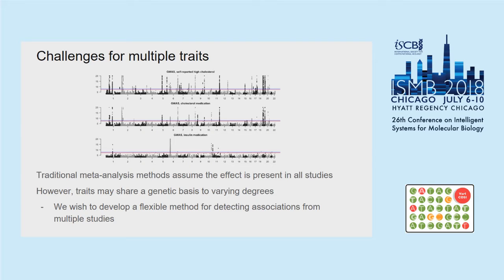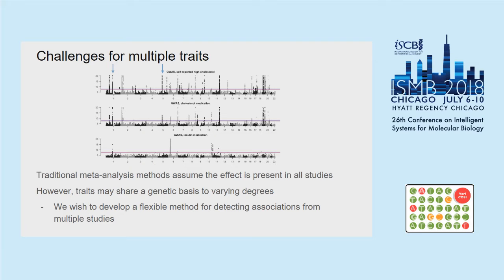But what's the challenge here? As I mentioned before, it's not always obvious which traits actually share a genetic basis, and the degree to which they share a genetic basis also varies. For example, in these Manhattan plots for 3 different traits, cholesterol medication, and use of insulin medication, you can see that there are some SNPs which are significant in all 3 traits, but there are others which only have some signal in 2 out of the 3 traits, or even 1 out of the 3 traits. So just throwing traits together may actually cause you to lose power, because not all variants will be associated with all these traits.